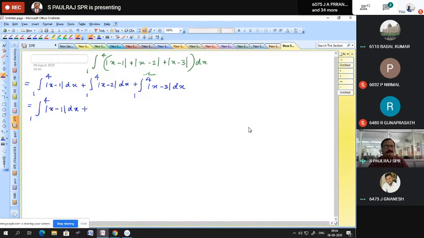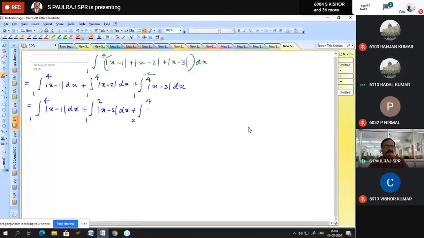What about the second one? x minus 2 equal to 0, x equal to 2 coming. So that means integral 1 to 2 of minus (x minus 2) into dx, plus integral 2 to 4 modulus x minus 2 into dx, that is x minus 2 into dx. That is over.